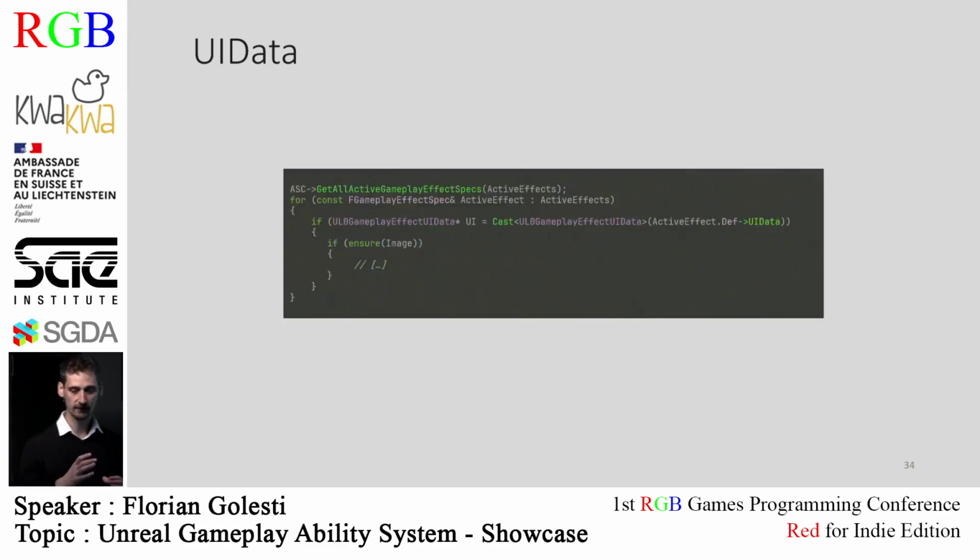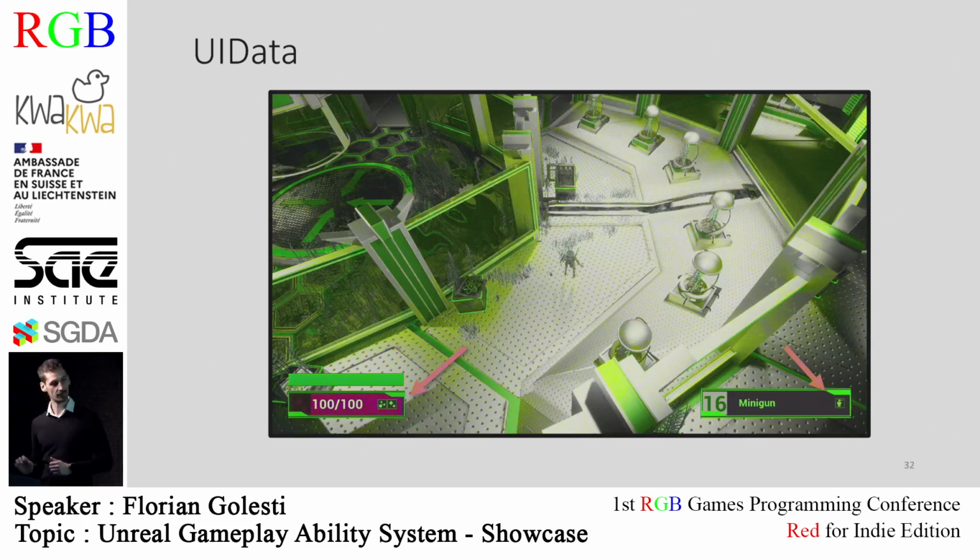And that is very simple. We just pull all the gameplay effects on our character, get all active effects, and check if we use our structure. And if so, we just have to display the image in the UI. So it's very few lines of code to display this buff in our game. Very efficient to do.